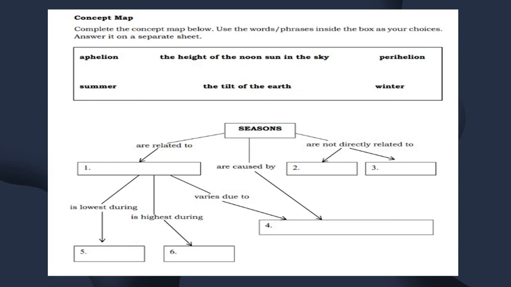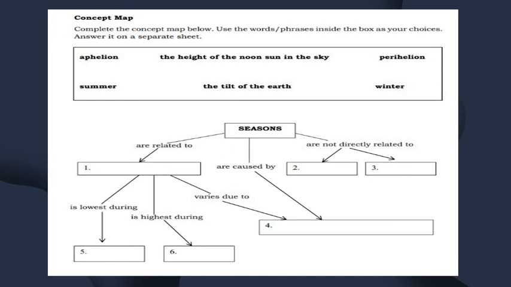Complete the concept map below. Use the words or phrases inside the box as your choices. We have aphelion, summer, height of the noon sun in the sky, perihelion, the tilt of the Earth, or winter. So seasons are related to blank. Seasons are not directly related to, which are caused by, is the lowest during, is the highest during, varies due.